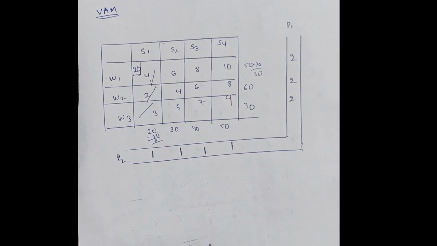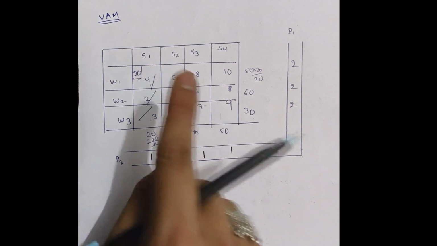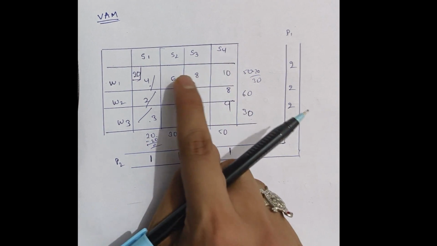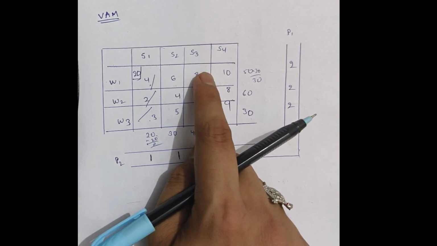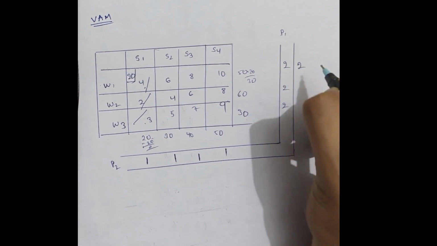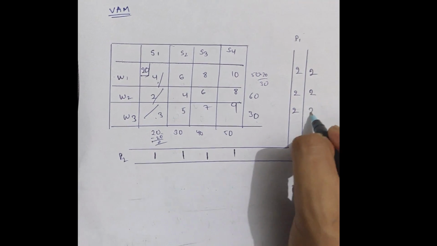Okay, after deleting this, what you have to do? You have to try another one. See, here it is not there now. Here in this 6, 8 and 10. Okay, 6, 8 and 10. What is the minimum value? 6 and 8, right? What is the difference between them? 2. In 4, 6, 8, 2. In 5, 7, 9, 2.